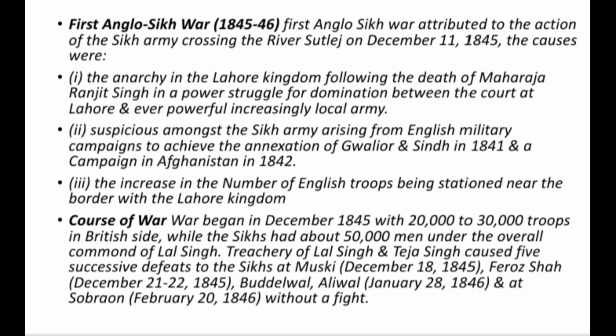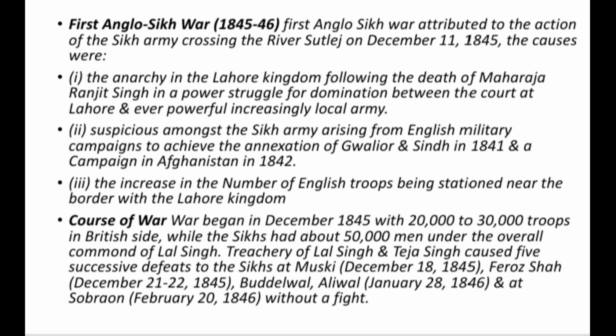The causes were, however, much more complex and may be listed as follows: the anarchy in the Lahore kingdom following the death of Maharaja Ranjit Singh, resulting in a power struggle for domination between the court at Lahore and the ever more powerful and increasingly royal army; the suspicion among the Sikh army arising from the English military campaigns to achieve the annexation of Gwalior and Sindh in 1841, and the campaign in Afghanistan in 1842; and the increase in the number of English troops being stationed near the border with the Lahore kingdom.